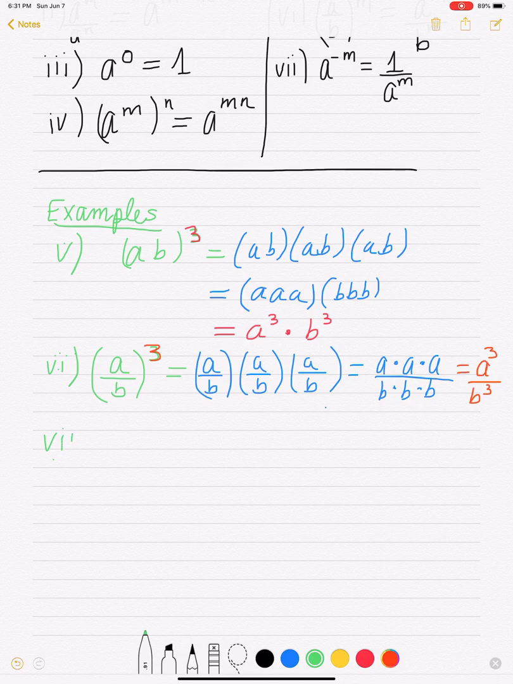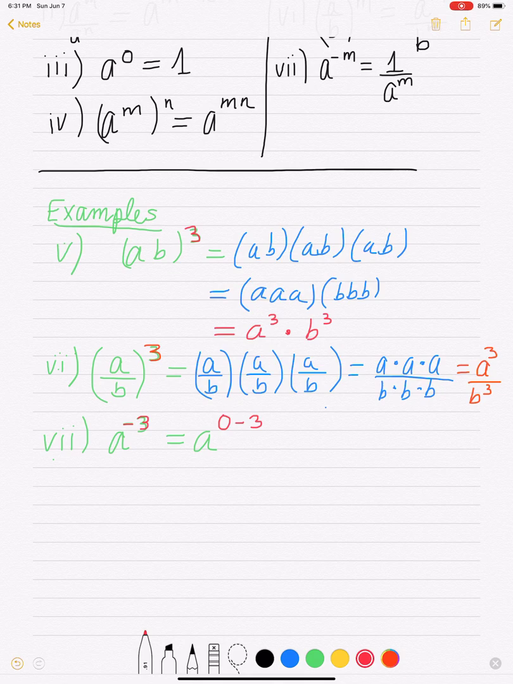Number 7. So let's say I got a to the negative 3, okay? So I want to focus on this negative 3 exponent right here. How can I write negative 3? Well, negative 3 is the same thing as 0 minus 3. Right, 0 minus 3 is the same thing as negative 3.